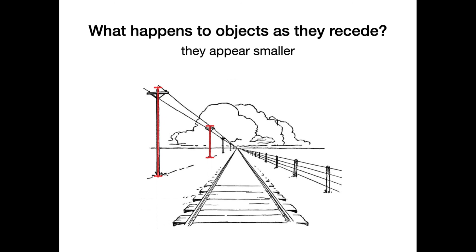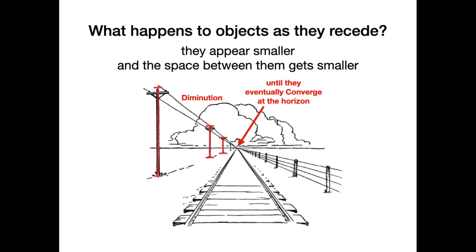Each of these telephone poles gets progressively smaller as it gets farther away from us, otherwise known as diminution. Eventually, if you were to keep drawing them all the way back, they would disappear where they converge on the horizon, which is their vanishing point. This also means that the space between them will get progressively smaller and smaller.